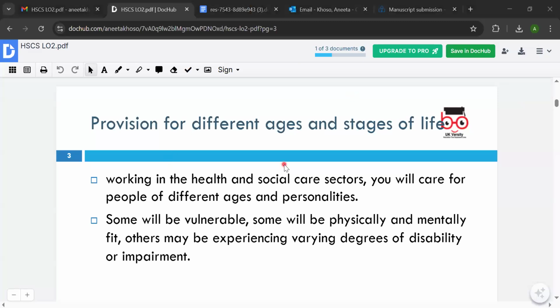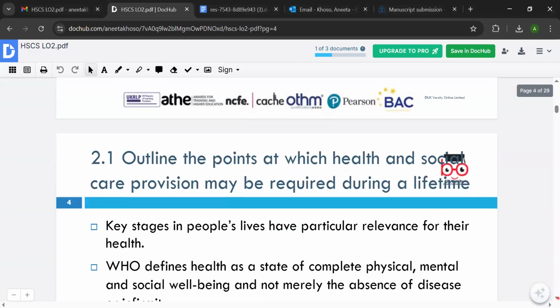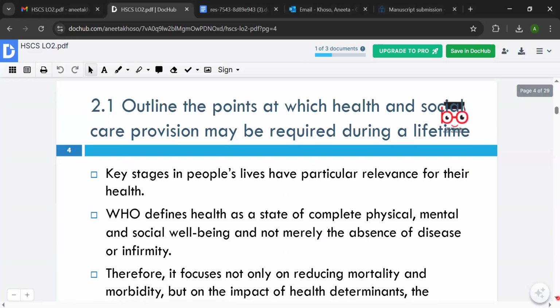So the provision for different ages and stages. Working in health and social care sectors, you will care for people of varying ages and different personalities. Some will be vulnerable, some will have disabilities. So there's a various mix of people. You won't get the same people every day. This outlines the points at which health and social care provision may be required during a lifetime. The key stages are defined by the World Health Organization.